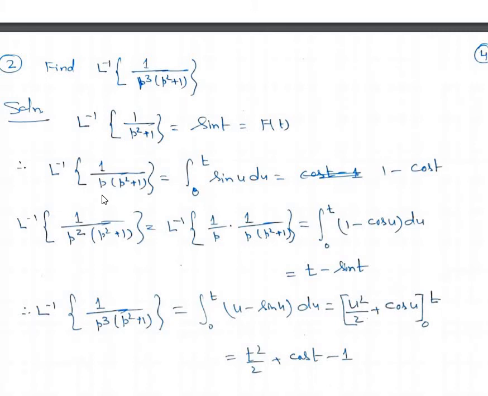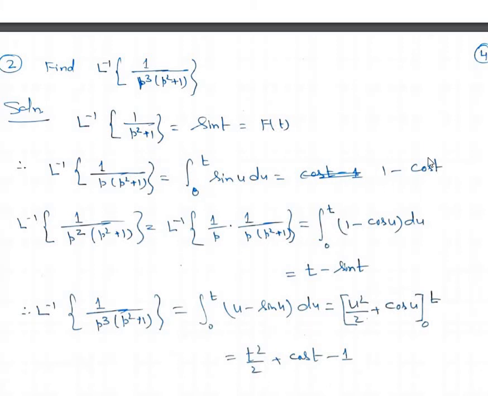Okay, so L inverse of 1 upon p (p square plus 1) is integral 0 to t f of u du, and f of t is sin t, so therefore f of u is sin u du. Integral of sin u is minus cos u, but with the limits we have 1 minus cos t. Again dividing by p, L inverse of 1 upon p square into (p square plus 1) can be written as L inverse of 1 upon p into 1 upon p into (p square plus 1), which is equal to integral 0 to t.